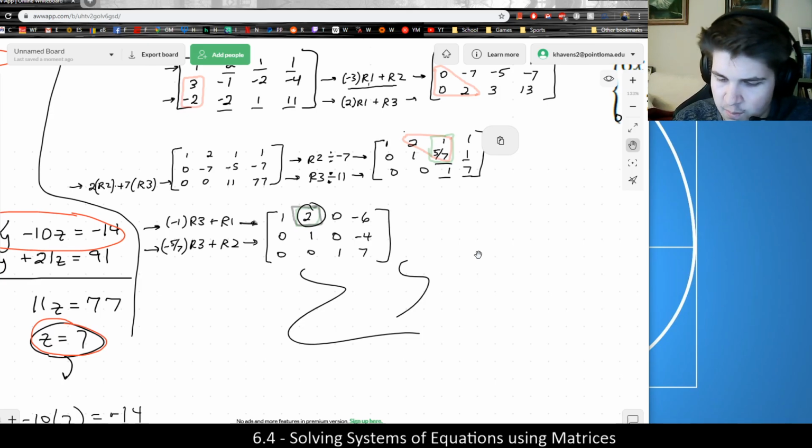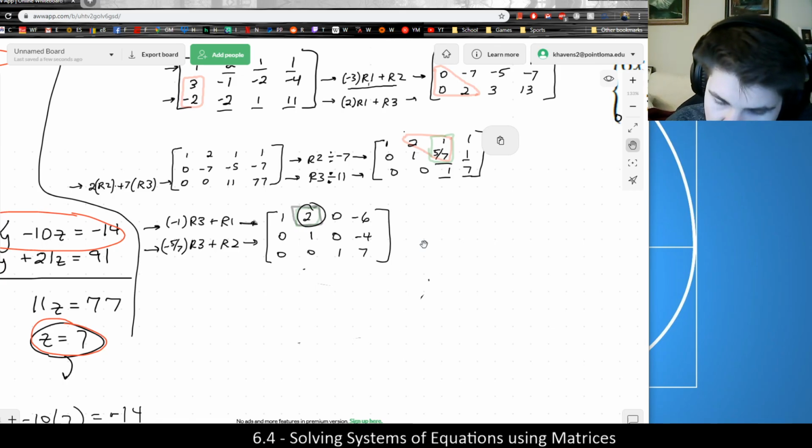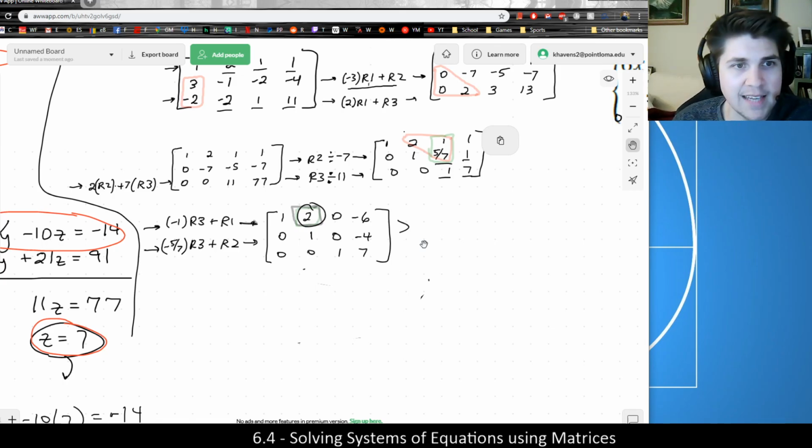It's just got slow, probably because of how much writing I'm doing right now. But yeah, I need to get a 0 right there, and then it will be in reduced row echelon form. In other words, it will have been solved. So in order to do that, I'm going to use row 2 and row 1 together to cancel out that 2.